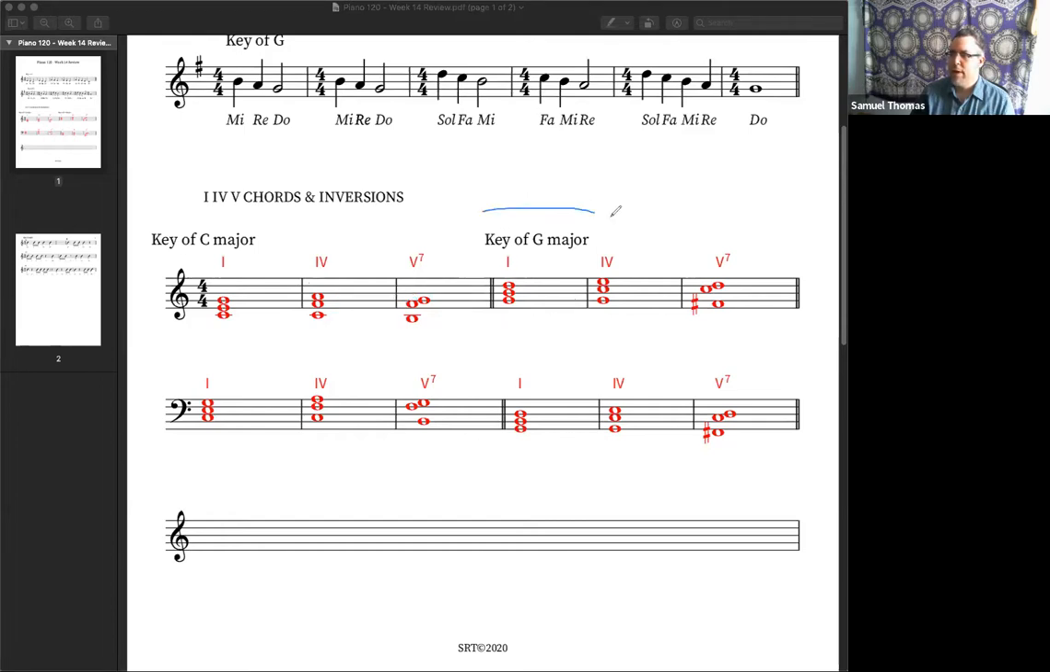Here I have the exact same chord progression transposed into the key of G, which has the exact same motion of notes, using the exact same fingering pattern to accomplish the 1, the 4, and the 5 chord.